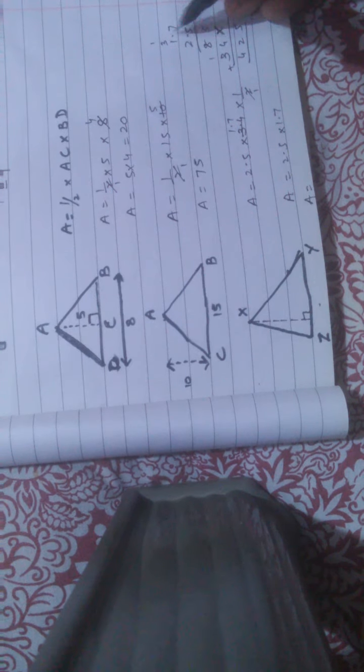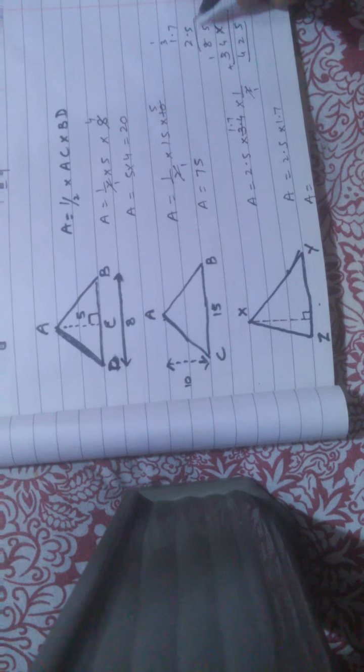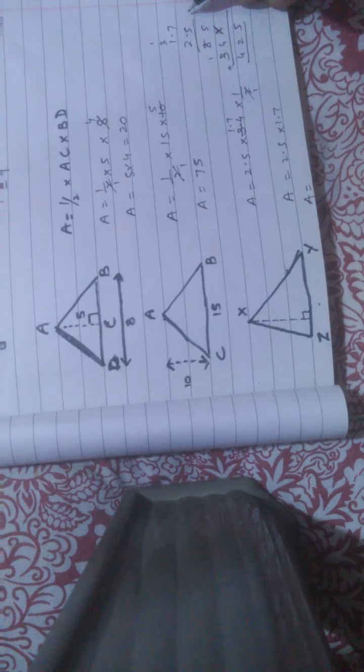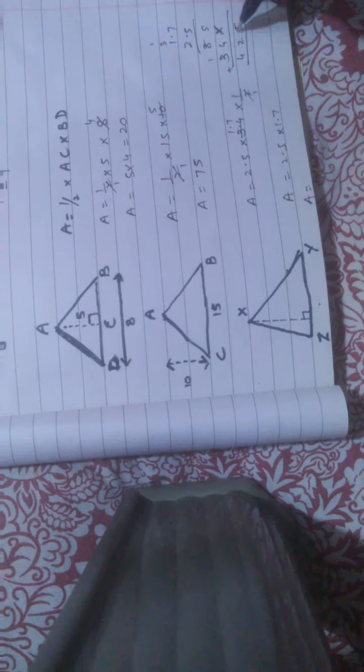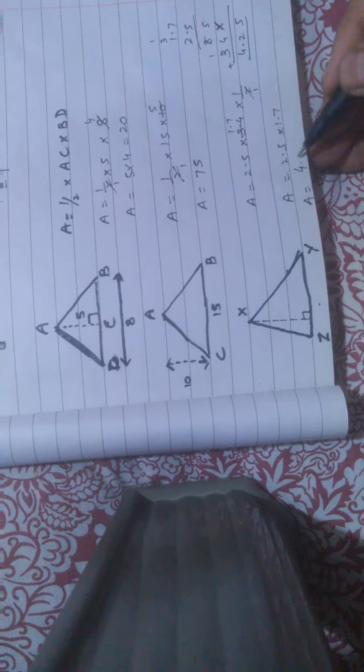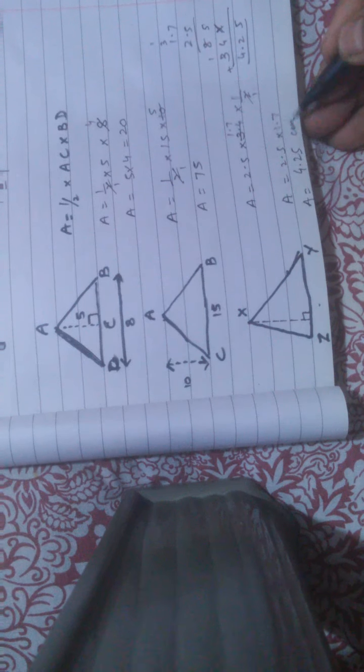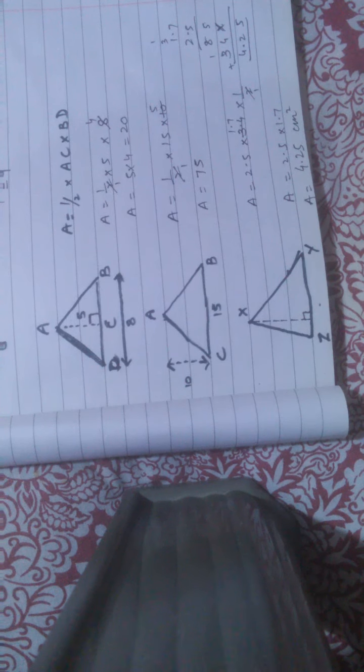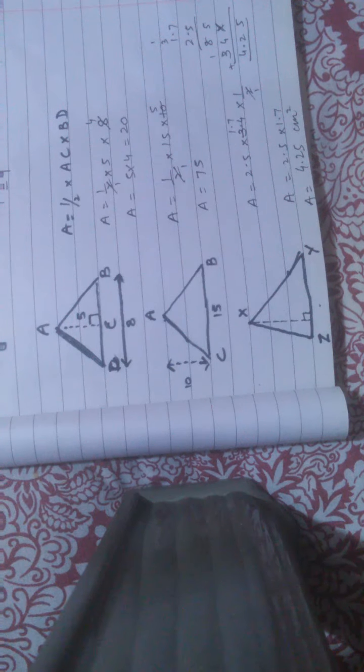And since we have 2 decimal places in it, 1 decimal place in the first value, 1 decimal place in the second value, so 2 decimal places will be kept from this side. So this will be 4.25 centimeters square. So we can say that the area of this triangle will be 4.25 centimeters square.